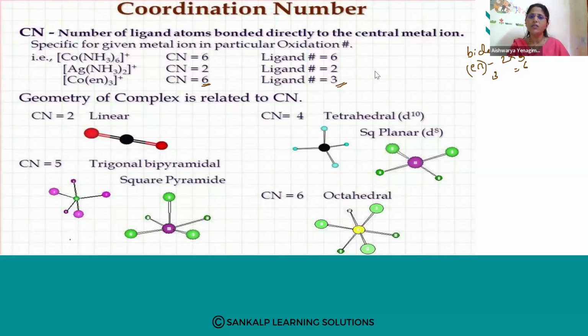Tridentate ittapa andare 3 ligands idava, tridentate ide. So 3 into 3. So coordination number is 9. Hexadentate 2 are there. So what you do? 6 into 2. So coordination number is 12. Like this you have to do.